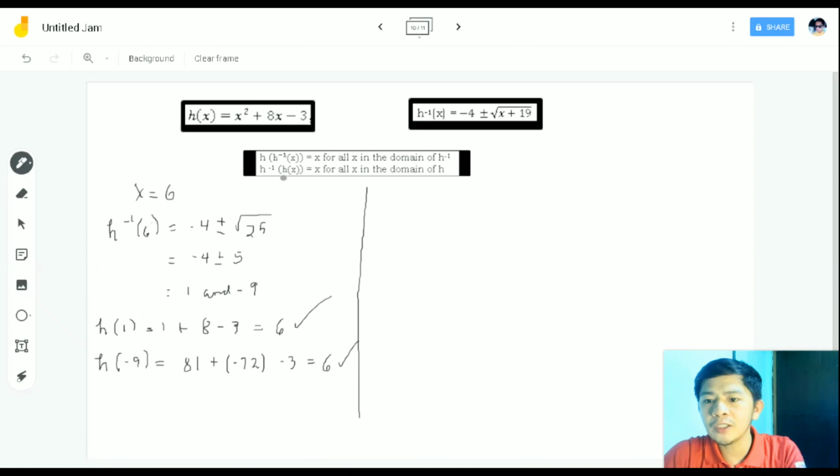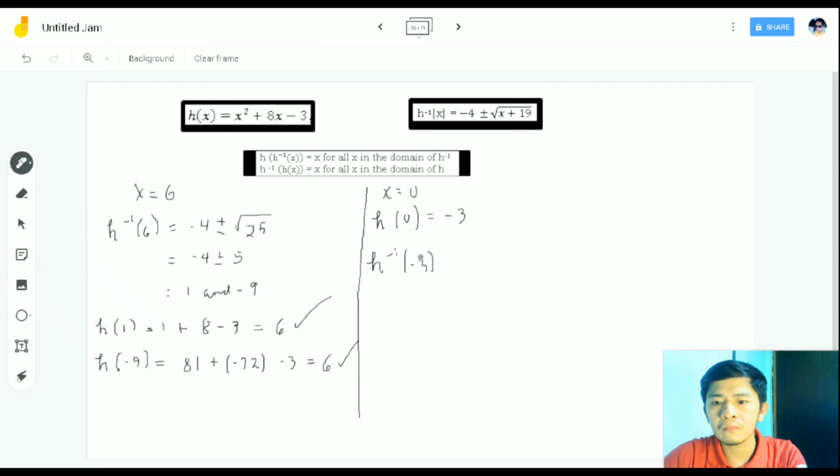Next, we have h inverse of h of x equals to x. So gamit naman ang h of x, where x equals, gamitin naman natin ibang value. Let's say x is 0. So when x is 0, we have h of 0, that is negative 3. And then, using the inverse function h inverse of negative 3, so we have negative 4 plus and minus. When x is negative 3 here, it will become square root of 16. And square root of 16 is 4.